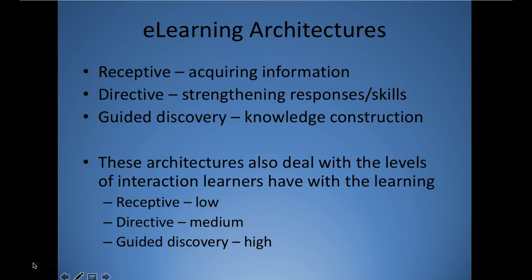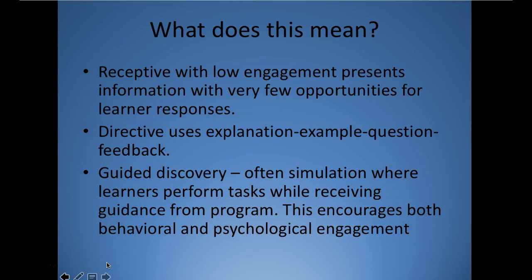Now, these architectures also deal with the levels of interaction learners have with the learning, and there is a table 1-2 on page 21 that you can look at. But receptive has low behavioral engagement, directive has medium, and guided discovery has high. So what does this mean? When you have receptive architecture, it means you have very low engagement. So this goes back to your types of training where you're just presenting a new product, or you're just giving a history of something. You're just giving them information with few opportunities for them to respond.